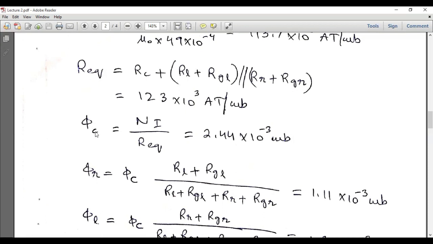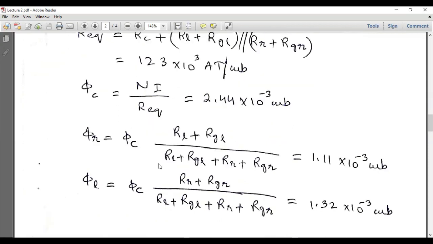Then we will calculate the flux at the central branch by using this expression, and this is the flux leaving through the central branch. Now the flux at the left branch and the right branch will be calculated using the current divider rule, here the flux divider rule. At the right branch the flux will be equal to the left branch reluctance divided by the total reluctance multiplied by the total flux, or the flux at the central branch, and vice versa for the left side. So these are the values of these fluxes.